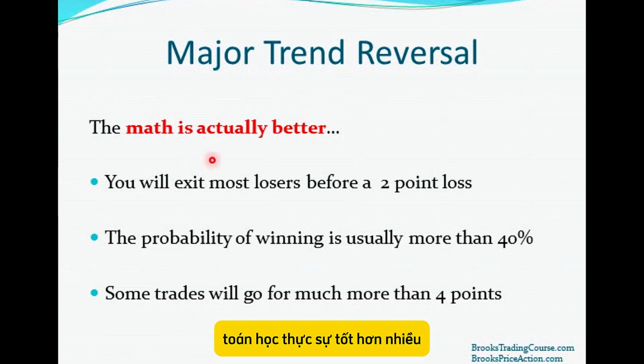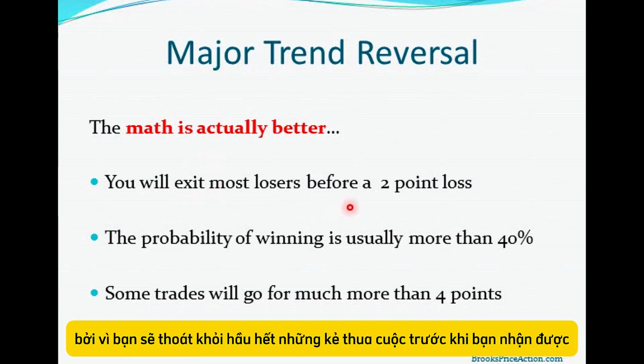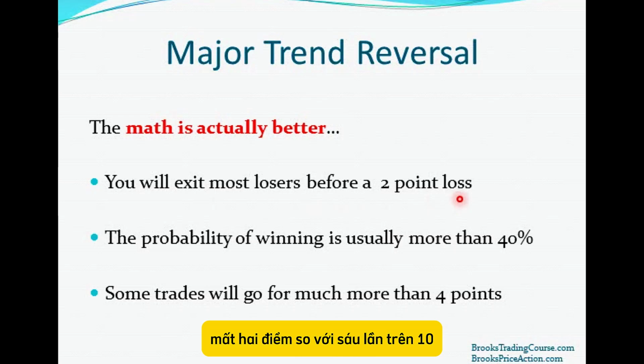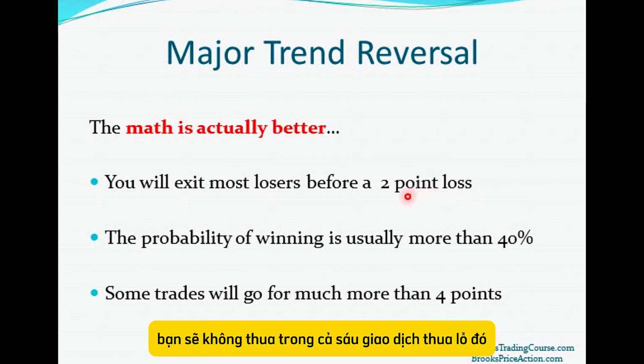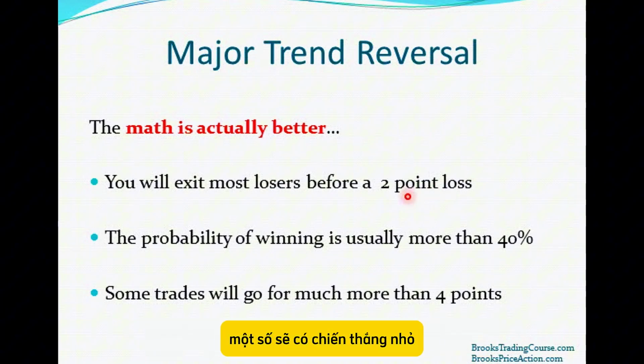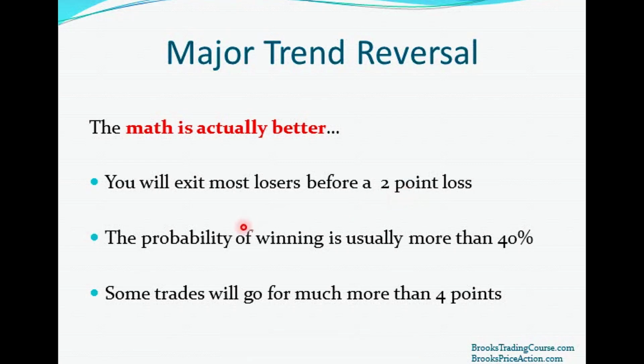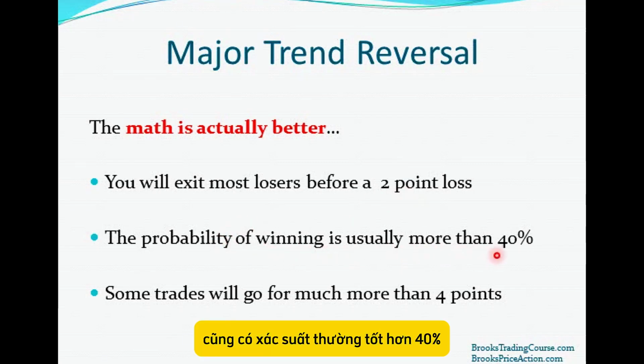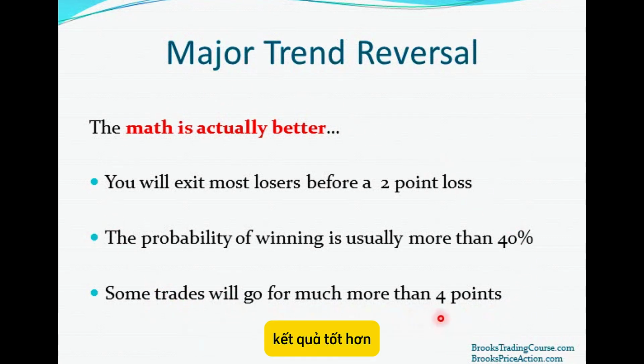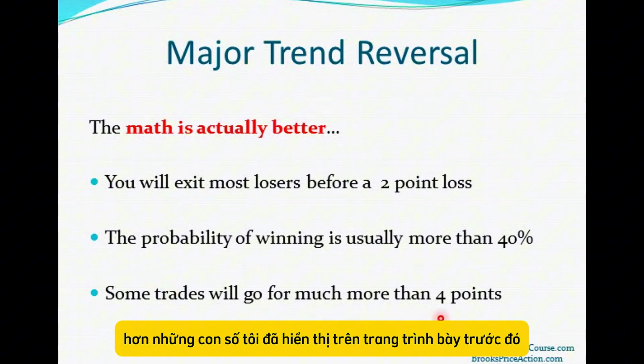The math is actually much better than that, because you'll exit most losers before you get a 2-point loss. So on the 6 times out of 10 when you don't make 4 points, you will not lose 2. In fact, you won't lose on all 6 of those losing trades. Some of those trades will be break even, some will have small wins. Also, the probability is usually better than 40%, might be 45%, 50%. And sometimes trades will go much further than 4 points. All of these factors make the result better than the numbers I showed on that prior slide.